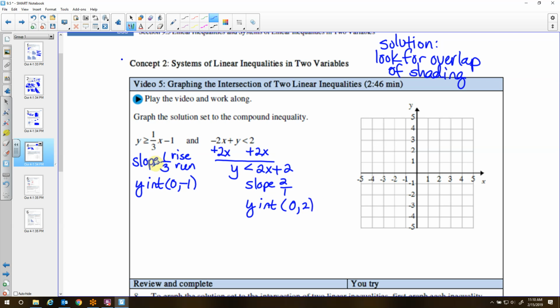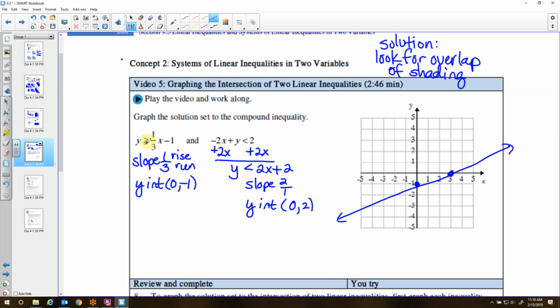Okay, so I'm going to go to my first one. I'm going to mark (0, -1). My rise over run is up 1 over 3. Now, I need to connect them. It had an equal to in there, so I'm going to connect them with a solid line.